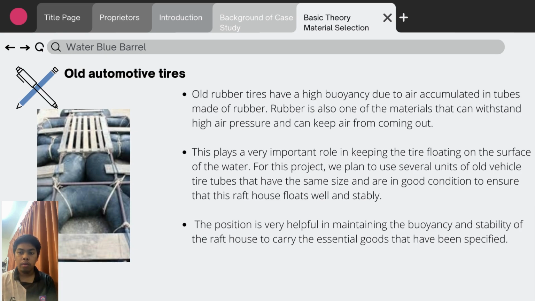For this project, we plan to use several units of automotive tire tubes that have the same size and are in good condition to ensure that this raft house floats well and stably. The position is very helpful in maintaining the buoyancy and stability of the raft house to carry the essential goods that have been specified. That's all from me.